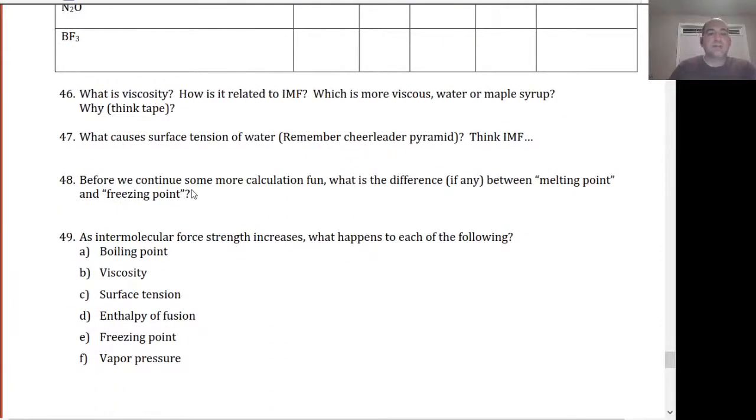For these last ones that talk about some other things, about viscosity, surface tension, melting point, this is all stuff that you should look up. This is not stuff that I would expect you to just know. It's also not going to come up a whole lot in this class. It's more just for your own interest, but it is interesting.